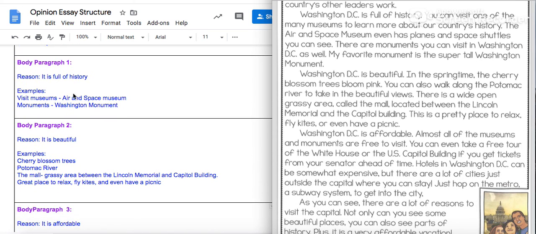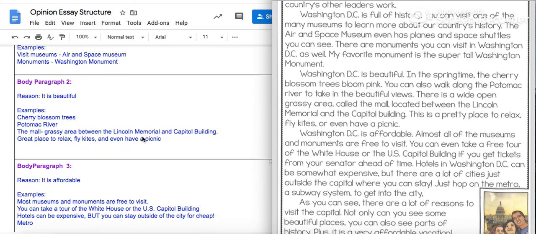You're going to state your first reason: it is full of history. And then you're going to give some examples about that reason. So some of the history includes museums and monuments. Her examples were detailed, and in her writing, she got even more detailed here.